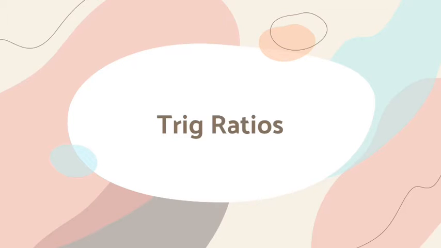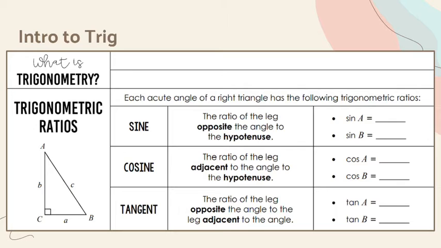Hello, today's video is going to be about trig ratios. So first of all, what is trigonometry? Trigonometry is the study of triangle measurement. And each acute angle of a right triangle has the following trigonometric ratios.